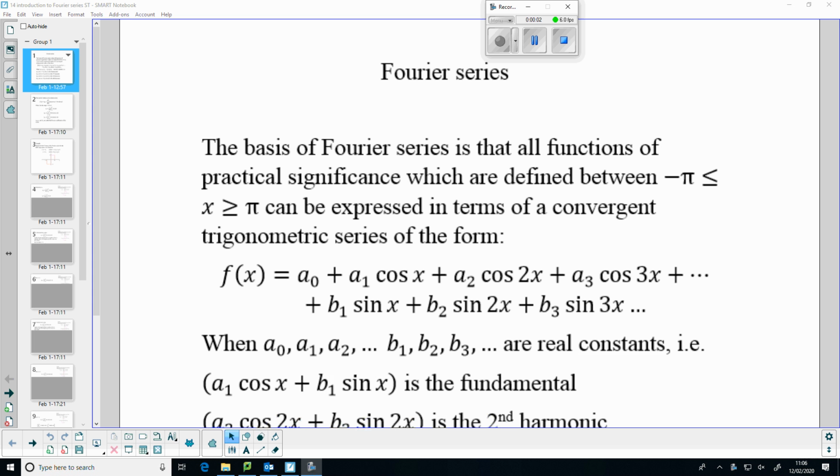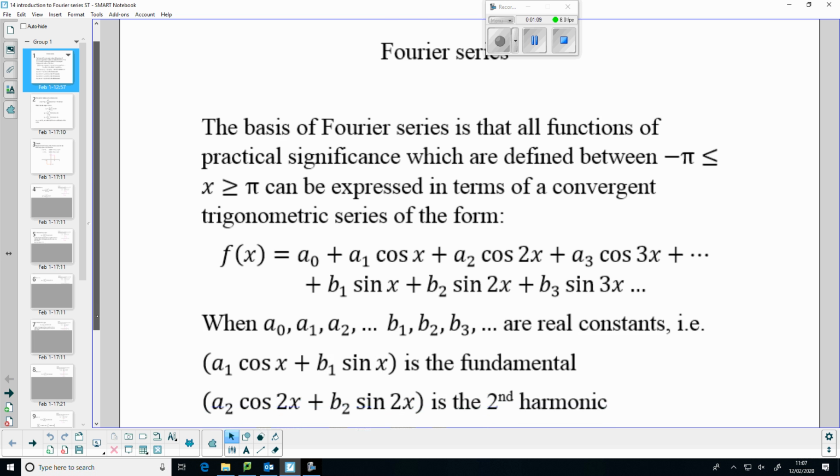Series. The basis of the Fourier series is that all functions of classical significance, which are defined between minus pi and positive pi, can be expressed in terms of a convergent trigonometric series of the form: function of x is equal to a0. That's the a0, the DC shift that we looked at last week, and then a series of cosine terms all added together with coefficients a1, a2, a3, and so on in front of them, followed by a series of sine terms with b1, b2, b3, and so on in front of them, where a0, a1, a2, b1, b2, b3 are real constants.